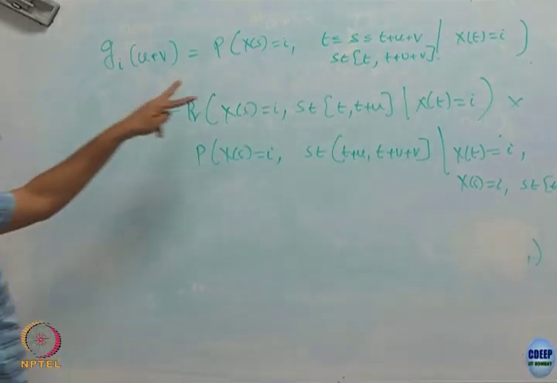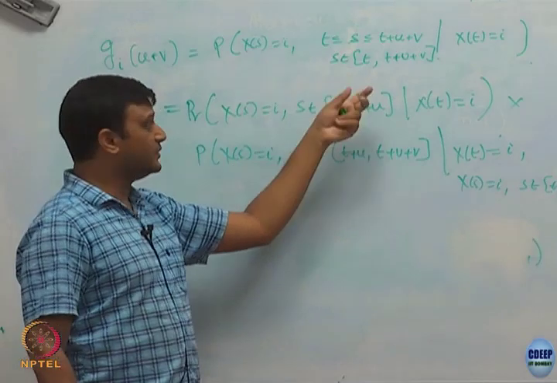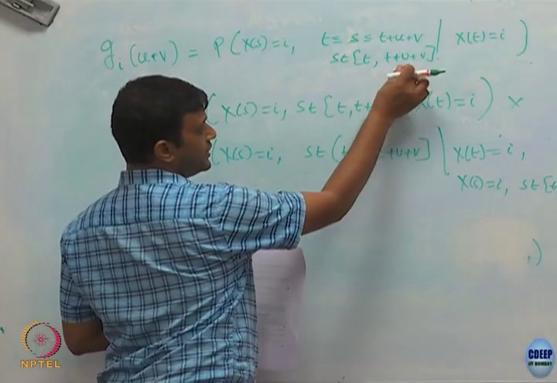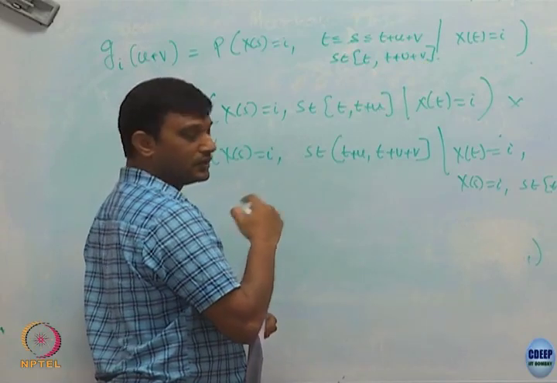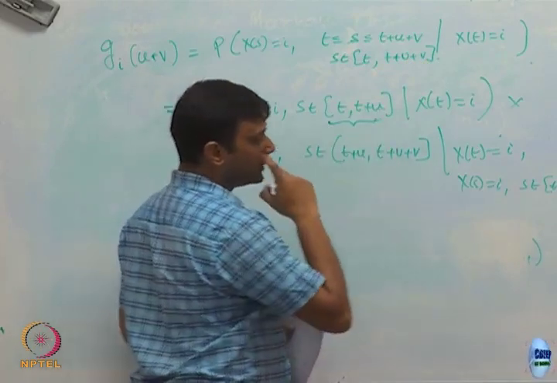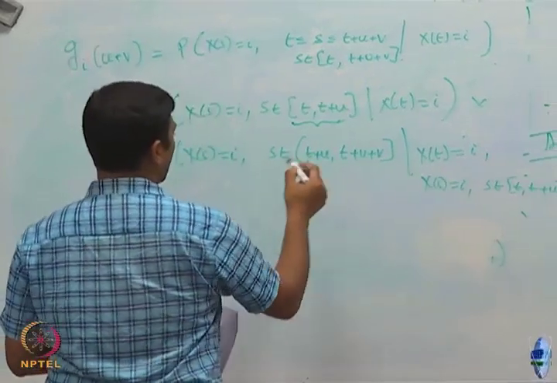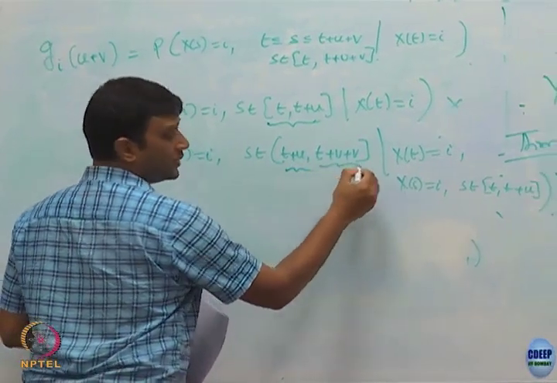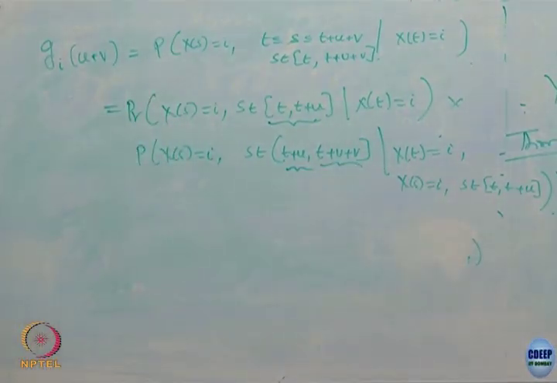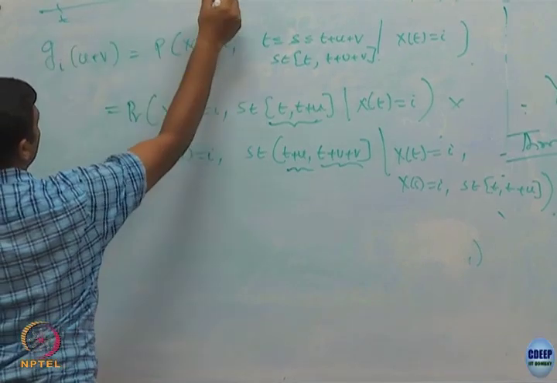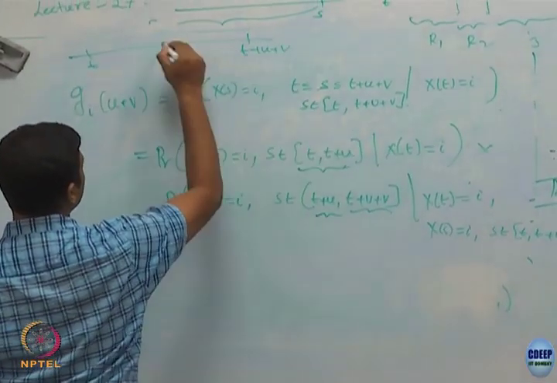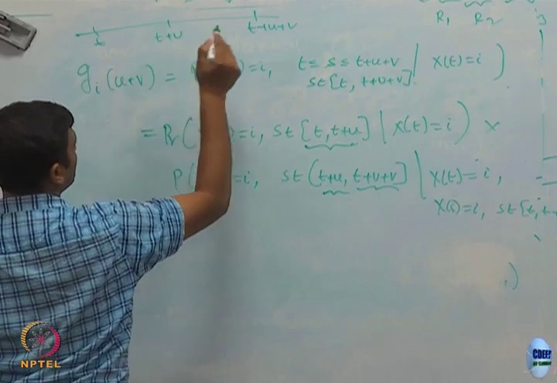So for this probability, I just applied the chain rule. I split this interval t to t+u+v into t to t+u, and then t+u to t+u+v. So I have just split my total time between t and t+u+v into this part, t to t+u, and then the remaining part.